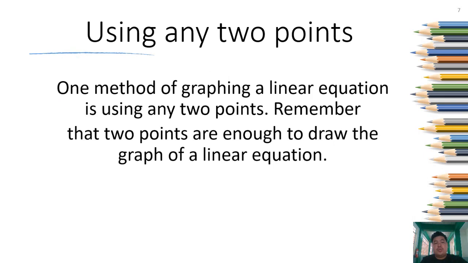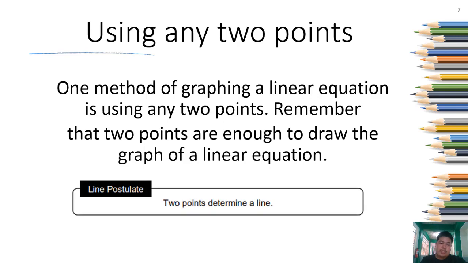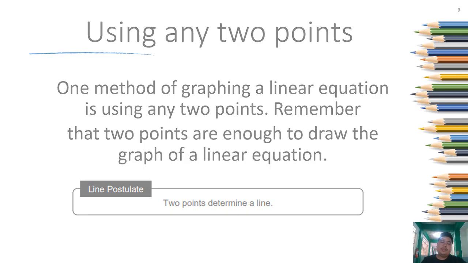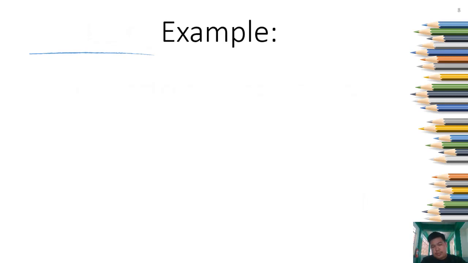Using 2 points, one method of graphing a linear equation is using any 2 points. Remember that 2 points are enough to draw the graph of a linear equation. So we have the line postulate: 2 points determine a line. Now let's try to have an example.